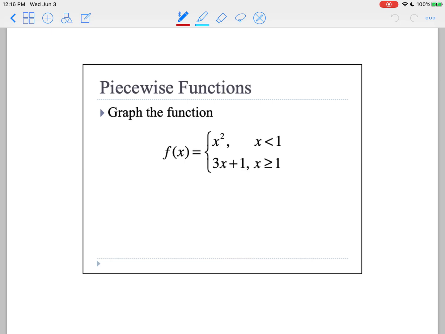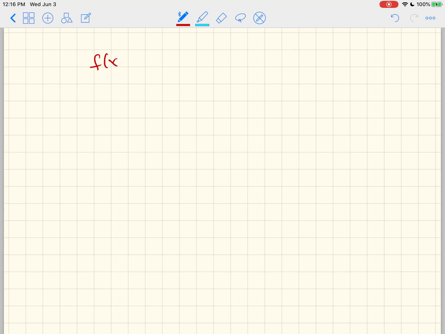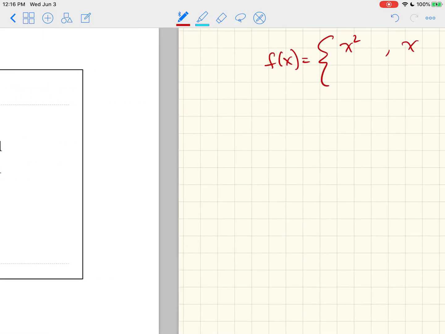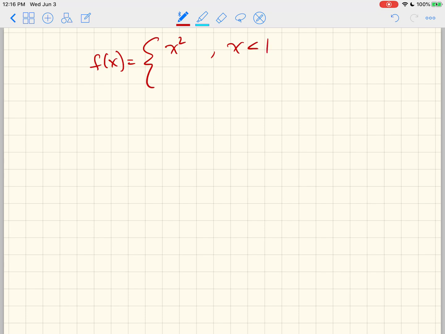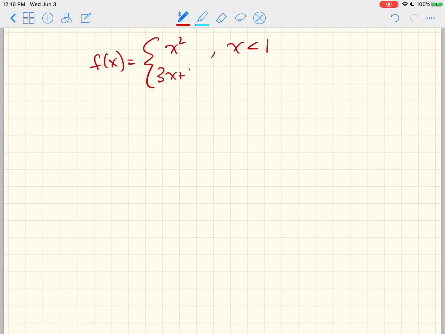And I want you to really understand how a piecewise function works. Let me write this down. f(x) equals x squared when x is less than 1, and 3x plus 1 when x is greater than or equal to 1.